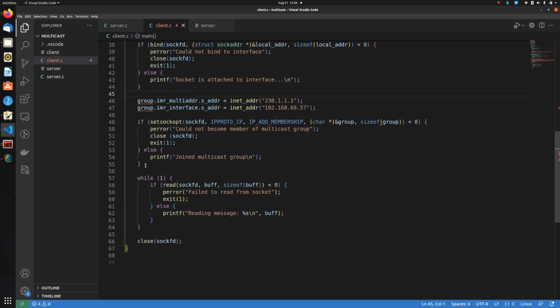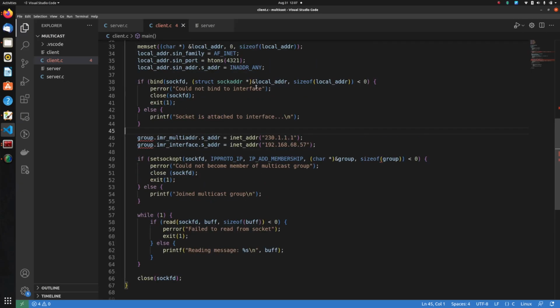So post this, now my receiver is a member of the 230.1.1.1 multicast group, right? And after that, it's pretty simple. We just go into a while loop and we start reading from the socket. Whatever we read on this socket, we simply print it to STD output, right?